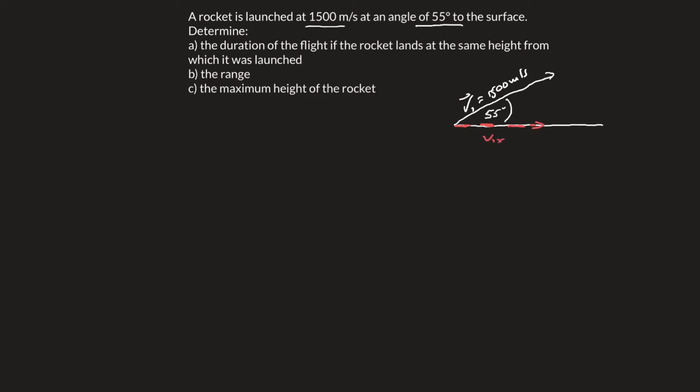So there's going to be a V1x, and there's going to be a V1y. We should, as always, solve these two components separately. So we're going to start by solving the vertical component of our question. So what do we know? Well, we know that V1y is going to be equal to V1, 1,500, times the sine of 55 degrees. So we can solve for that, and that gives us 1,229 meters per second in the up direction.